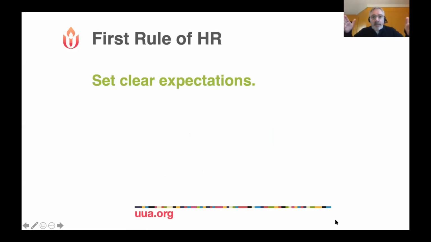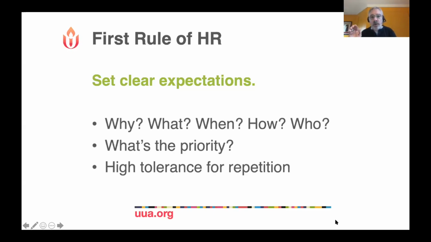So before I dive deep into each one of those, I want to tell you the first rule of HR. The first rule, and I've got lots of them, but the first rule of HR is to set clear expectations with your staff. So whoever's responsible for supervision should be remarkably intent on setting clear expectations. Here's what I want you to do, and here's when it's due.